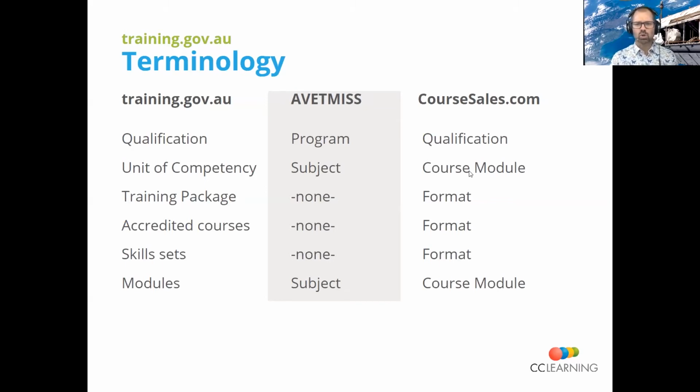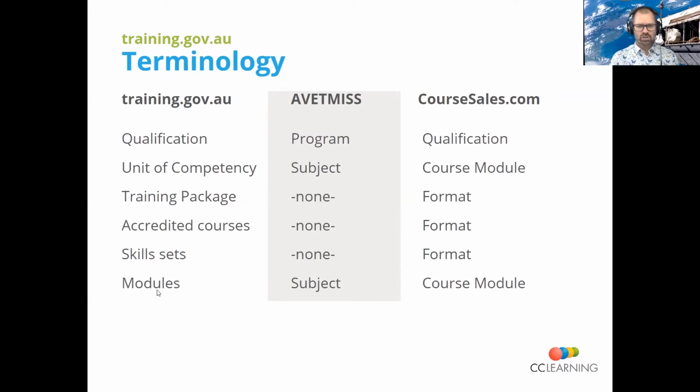So the course module records the information for EVETMIS and from training.gov.au. Training packages don't seem to actually be referred to in EVETMIS. They tend to be just groups of units. So the units are referred to, but not the training package. And they are basically held in the format. So units are grouped together as a format. And the accredited course is the same, skill sets are the same.